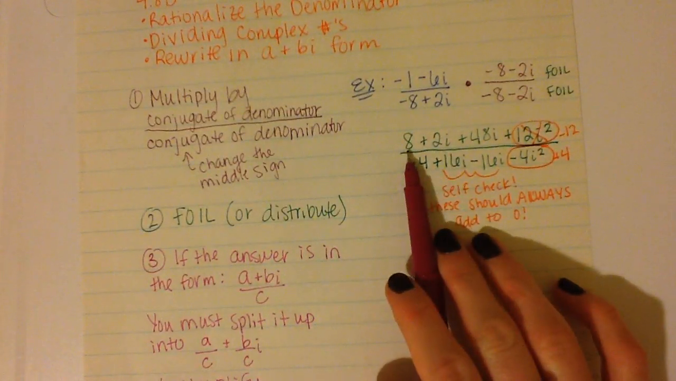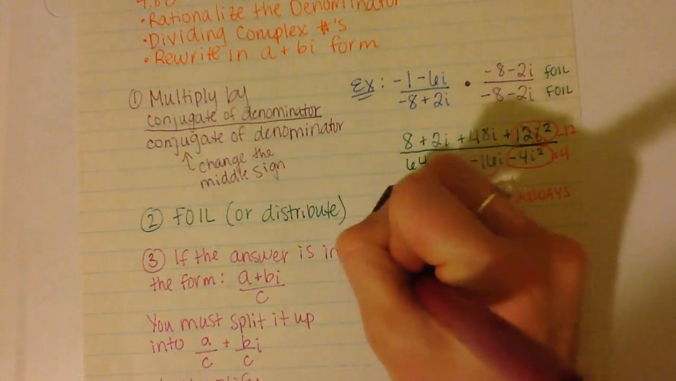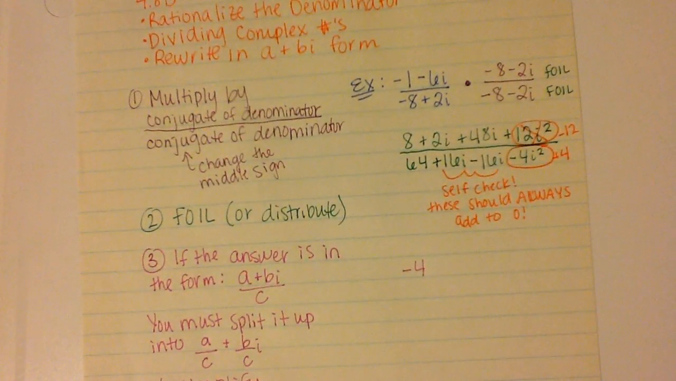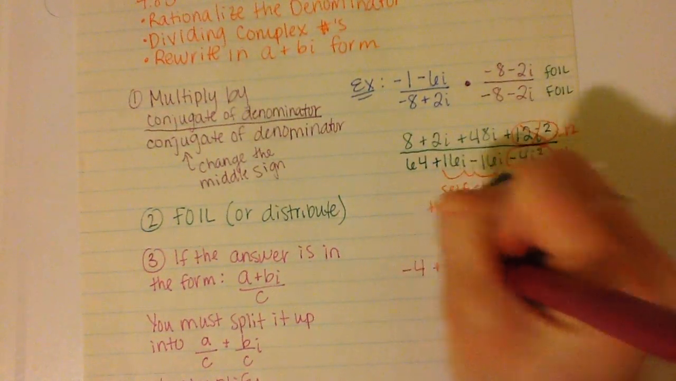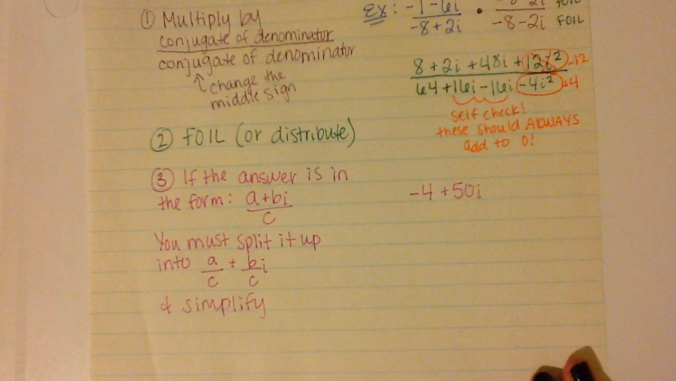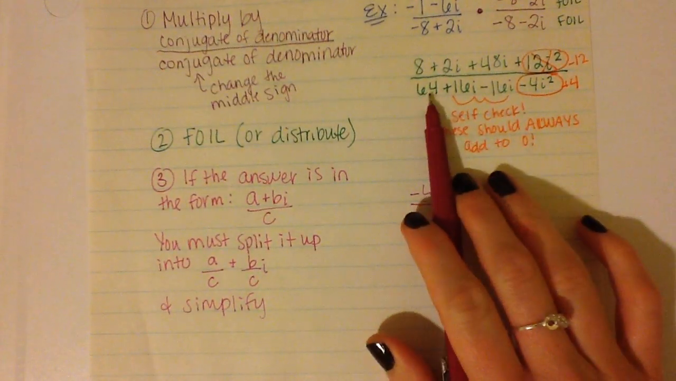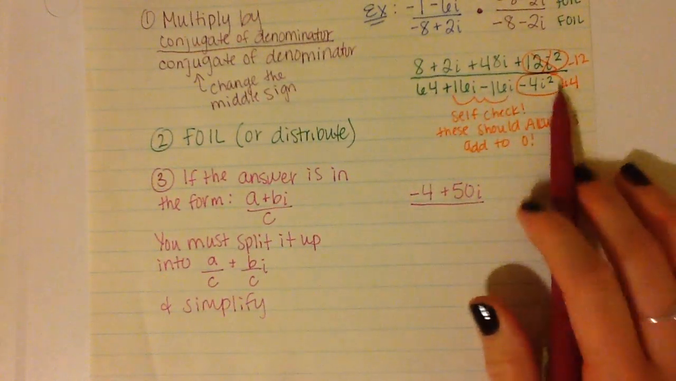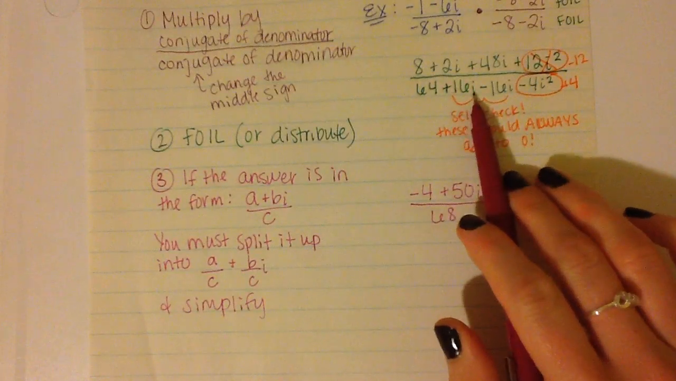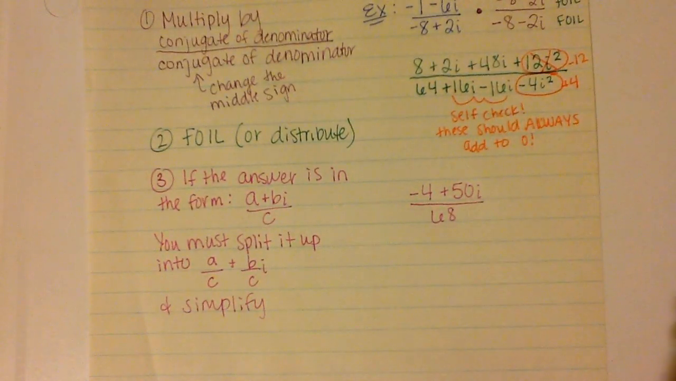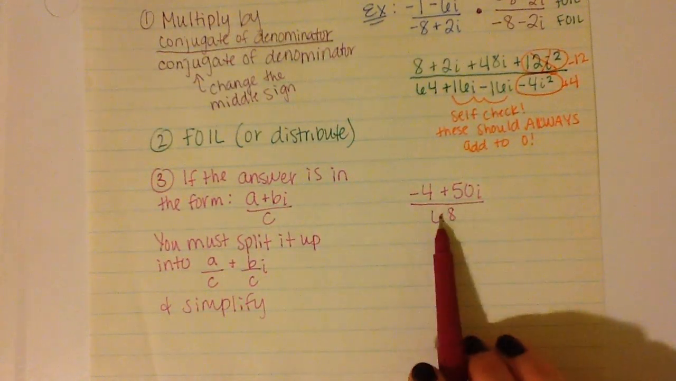So looking at the top, let's combine our like terms. So what's 8 minus 12? Well, that's negative 4. We have 2i plus 48i is 50i, and that's over. We have 64 plus 4, which is 68, and we already said that 16i minus 16i is 0. So now we can see that this is in the a plus bi over c form.